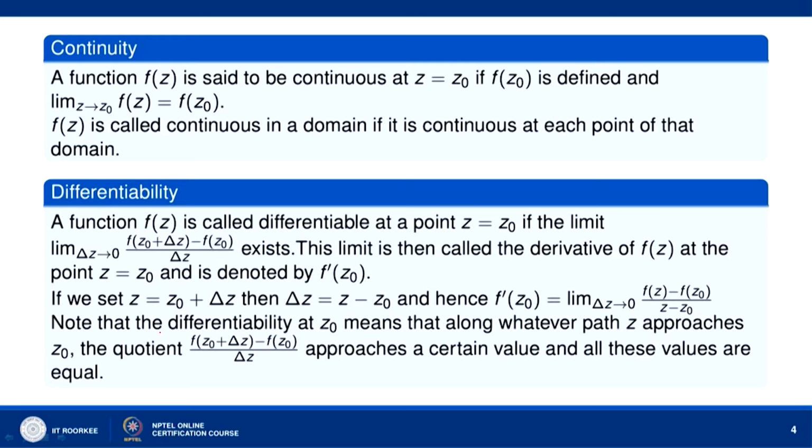Now, let us note that the differentiability at z naught means that along whatever path z approaches z naught, the quotient f z naught plus delta z minus f z naught over delta z approaches a certain value, and all these values are equal. This fact is very important here.